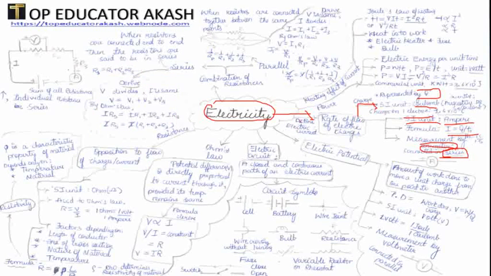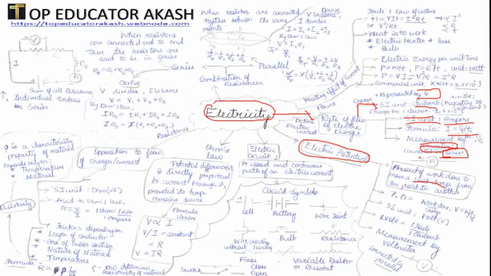Now the next term, that is electric potential. This is a very important term. What is electric potential? The amount of work done to move a unit charge from one point to another is nothing but electric potential. As we have studied what electric current is, how do these charges move? There should be some amount of work done, some energy, so that they can move. So we can say that the amount of work done to move a unit charge from one point to another is nothing but electric potential.